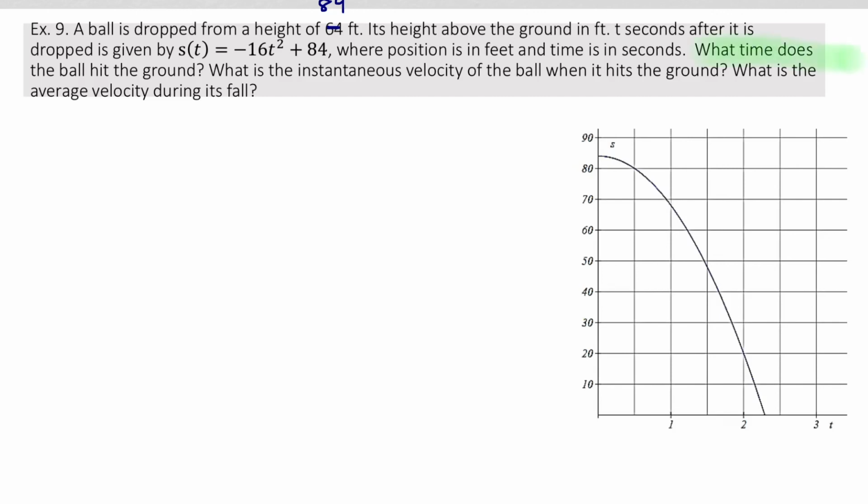What time does the ball hit the ground? What is the instantaneous velocity of the ball when it hits the ground? And what is the average velocity during its fall? So let's answer the first question. What time does the ball hit the ground?